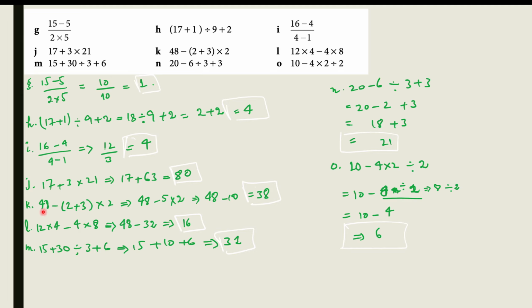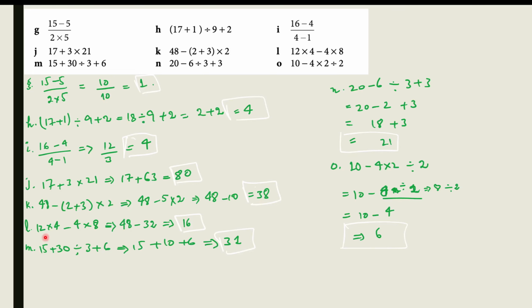K expression, we have 48 minus, in the brackets 2 plus 3, multiplied by 2. We have brackets in this expression, and we know that brackets always come first, then we multiply, then we subtract. So 2 plus 3 is equal to 5, so it will be 48 minus 5 multiplied by 2. Multiplication after the brackets comes first. So 5 multiplied by 2 is equal to 10, and the last step is the subtraction. 48 minus 10 is equal to 38.